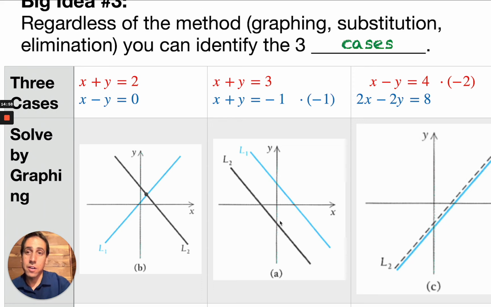So there are no solutions in this case. One solution here because there's one intersection. Zero solutions here because there's zero intersections.